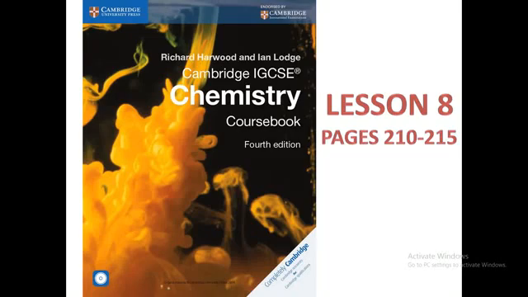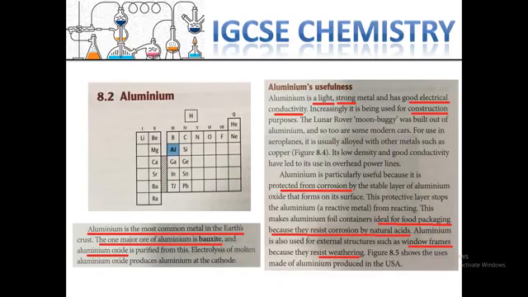Good morning. We are going to continue our lesson 8, and we are going to cover pages 210 to 215. So today the title is Aluminium. We are going to focus on aluminium because aluminium is widely used by humans and it's located in the periodic table in the part of transition metals or transition elements.